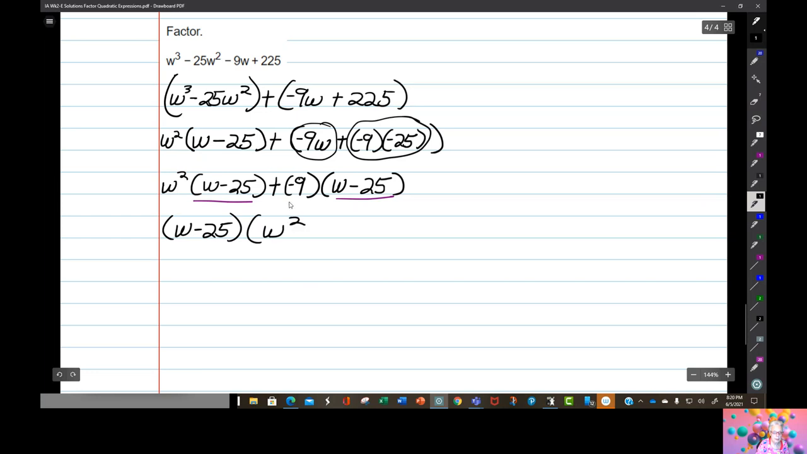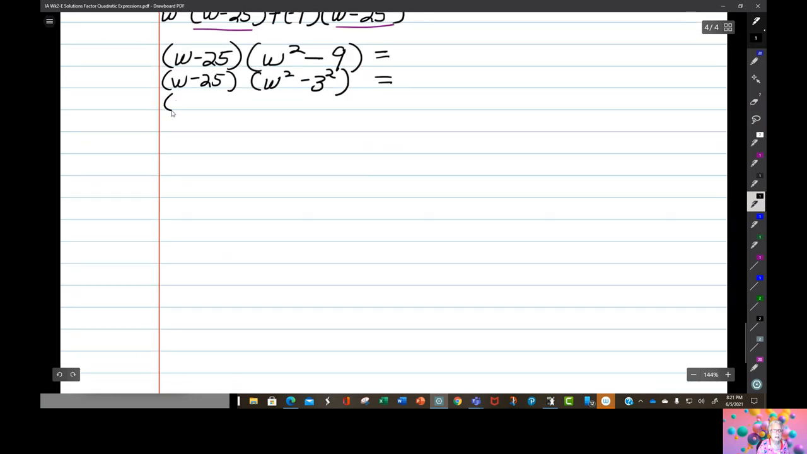Times w squared plus a negative 9 is minus 9. And we know that 9 is 3 squared, so this is going to be w minus 25 times w squared minus 3 squared. So our factorization is going to be w minus 25 times w plus 3 times w minus 3. And that is our answer.